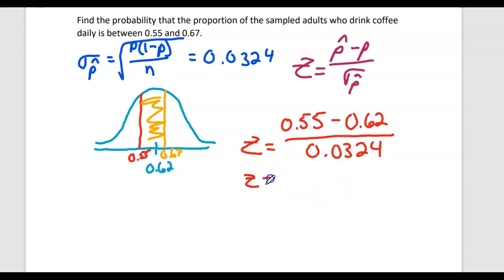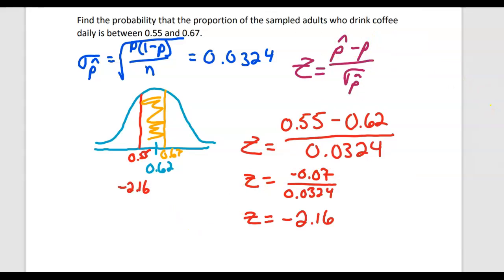And we calculate this, and notice that this is on the left-hand side, so I should end up with a negative because it's on that left-hand side. And so I do the subtraction first, and I get a negative 0.07, and I divide by 0.0324. So for this z, I get a negative 2.16. So this is like saying here's a negative 2.16.